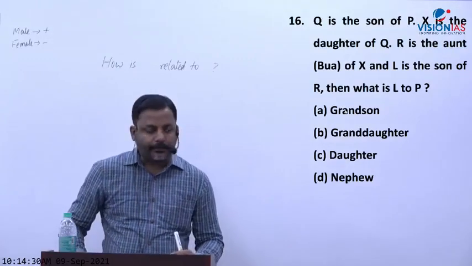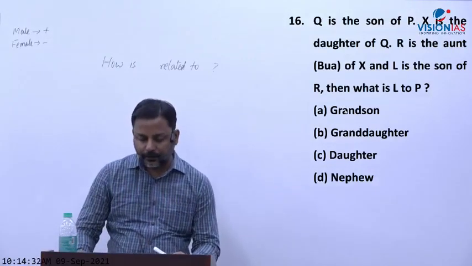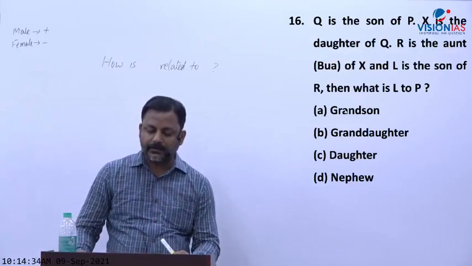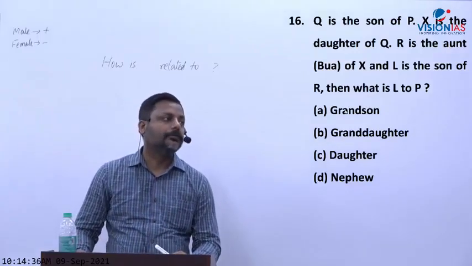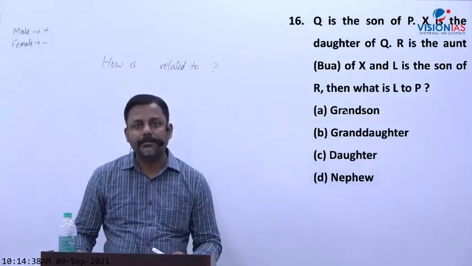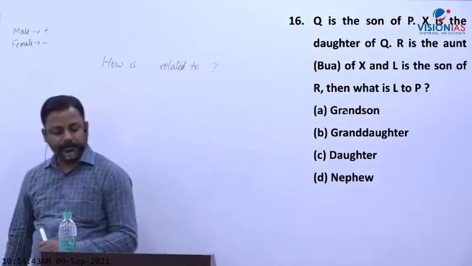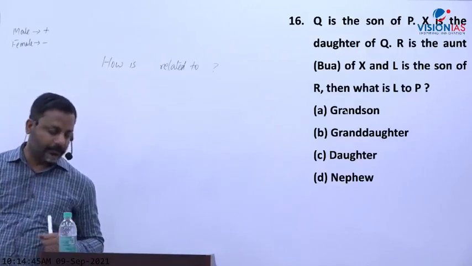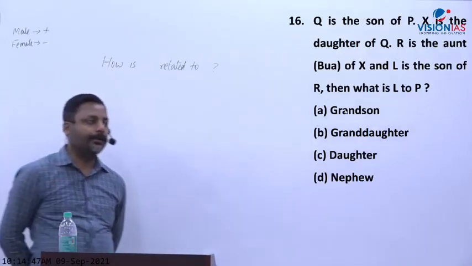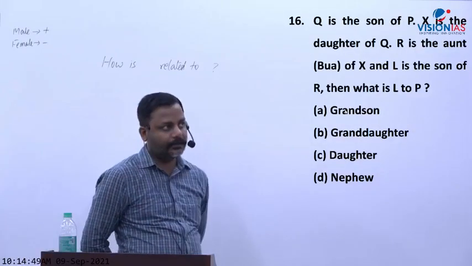Q is the son of P. X is the daughter of Q. R is the aunt, Bua, of X. Bua means father's sister. And L is the son of R. Then what is L to P?